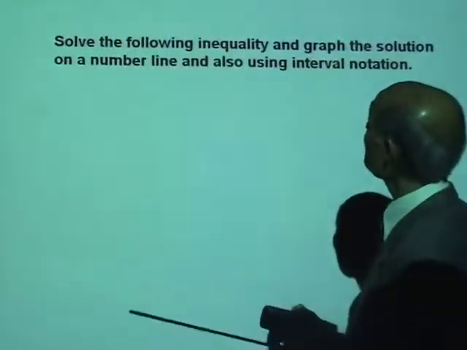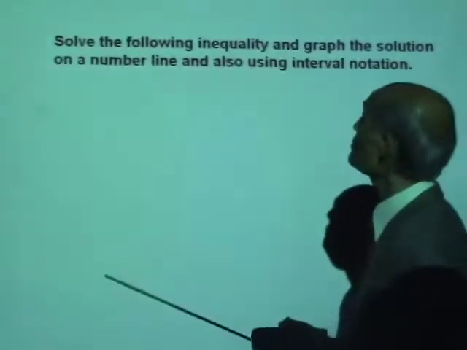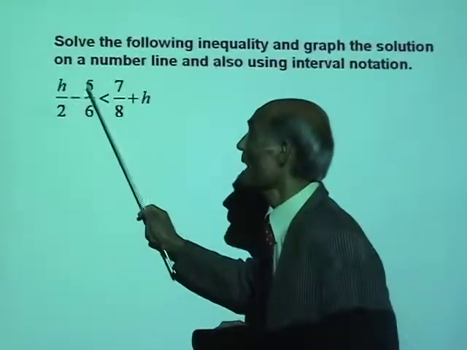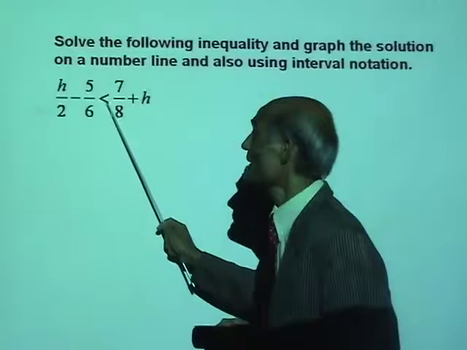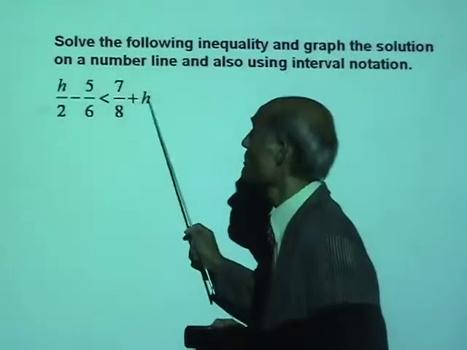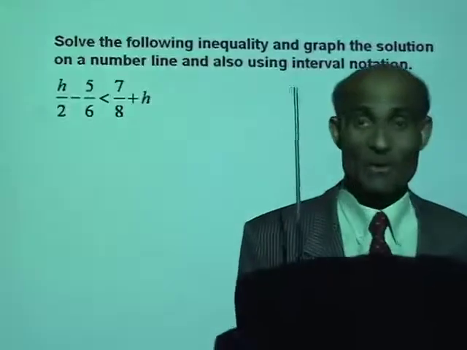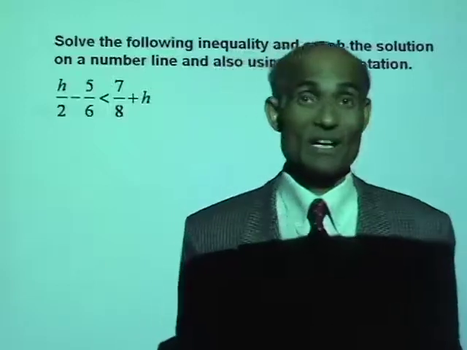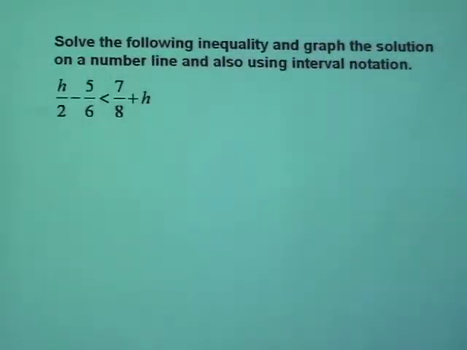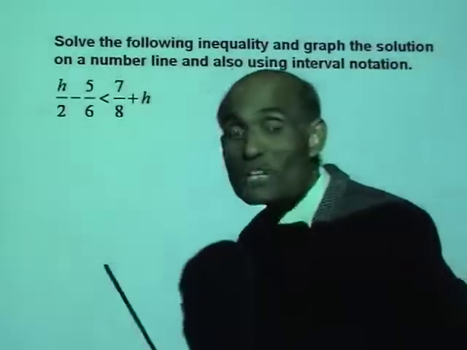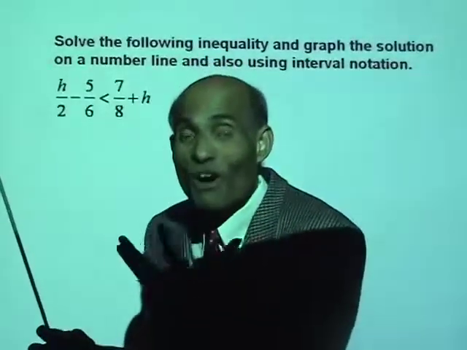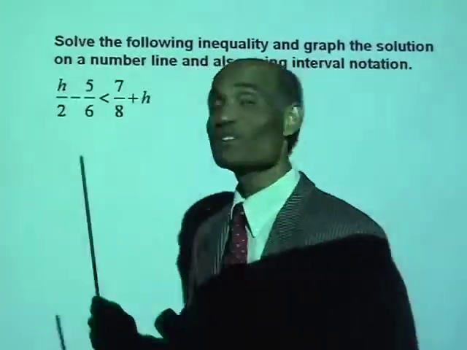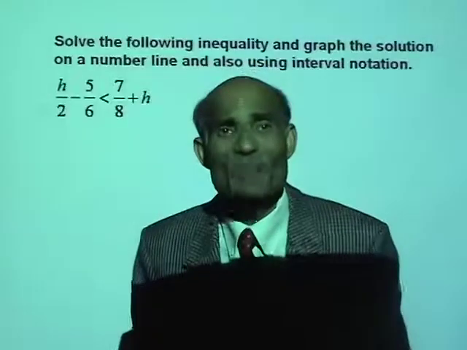Another one, solve the following inequality and graph the solution on a number line. h over 2 minus 5 over 6 less than 7 over 8 plus h. Now we are faced with a situation, we have now fractions. Now what did we say we do when we have fractions in an equation? We will get rid of the denominator. In the same way, we use the same in solving the inequality. We get rid of the denominators.